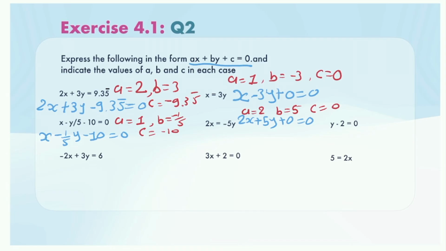Now here your question, minus 2x plus 3y is equal to 6. So I just have to move 6 to this side of the equation and it will be in standard form. So minus 2x plus 3y minus 6 is equal to 0. Very easy. Now if I want to write the values of a, b and c, a is equal to the coefficient of x, that is minus 2. B is equal to the coefficient of y, that is 3. C is equal to the constant term, that is minus 6 here. So don't forget signs, right?